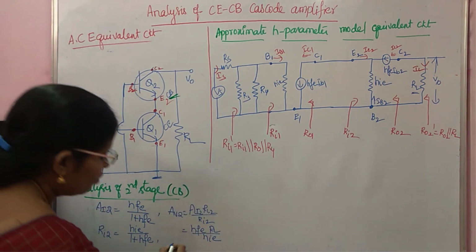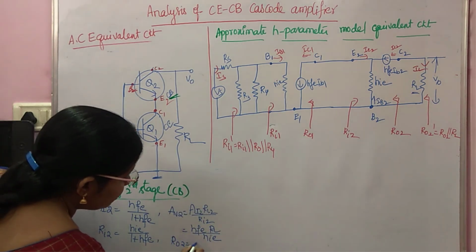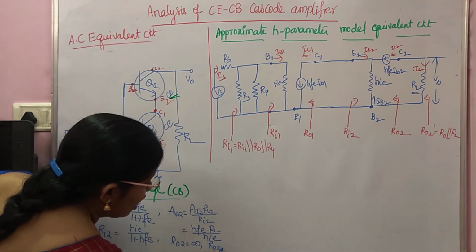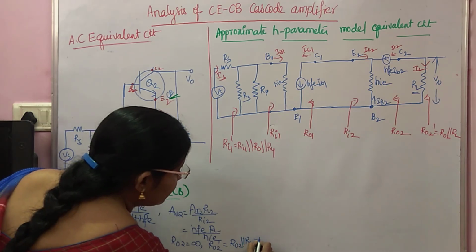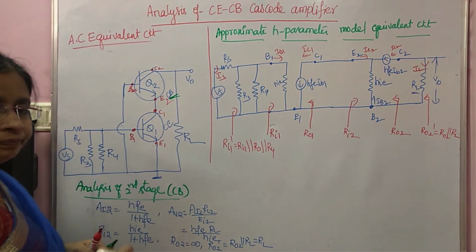Then what about R02? It is infinite. Therefore R02 dash, R02 in parallel with RL, is nothing but RL.